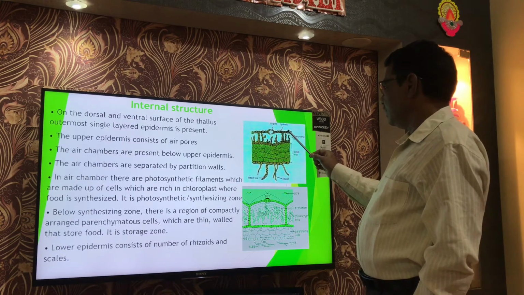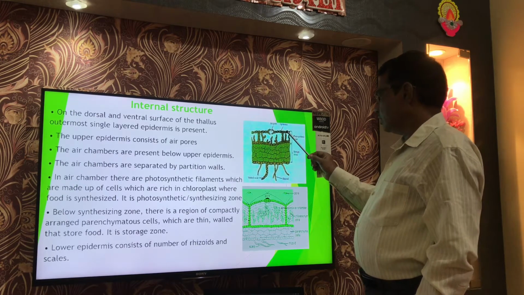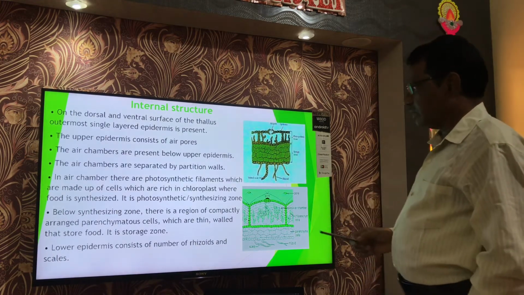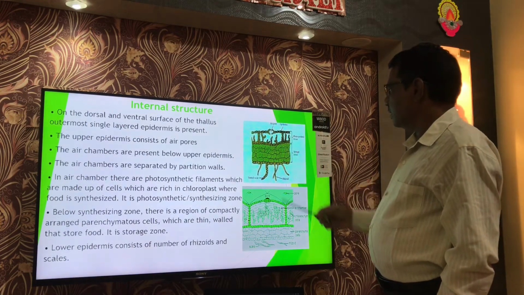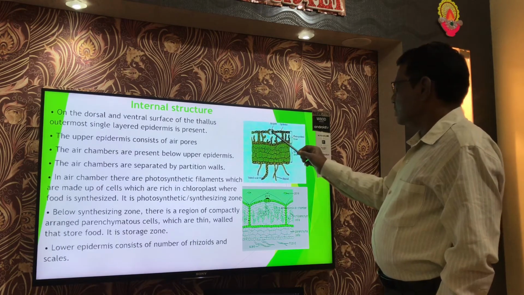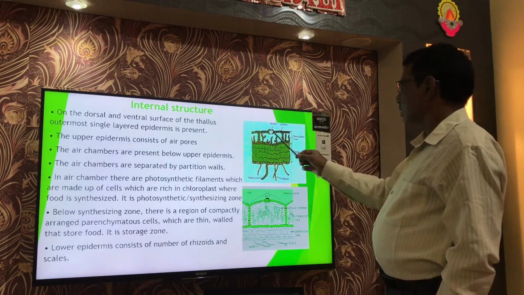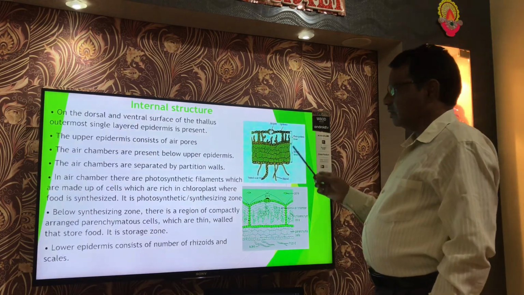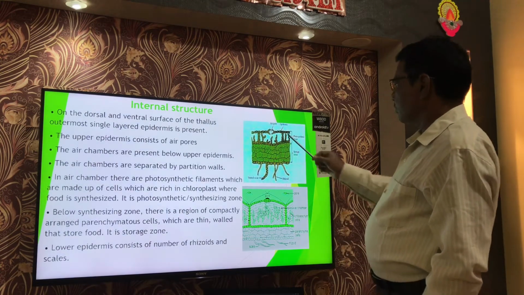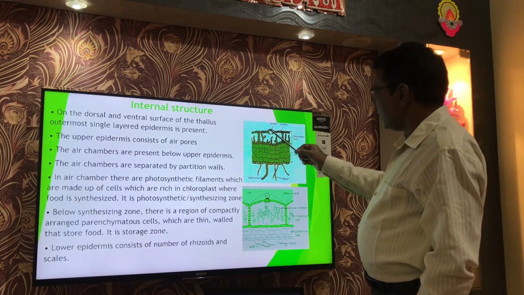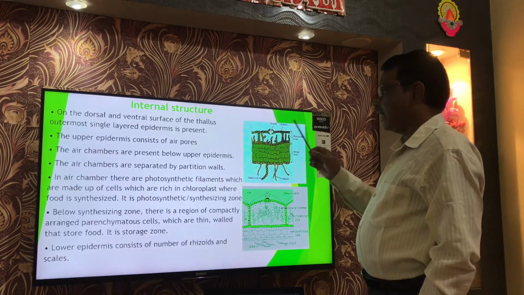Epidermis, this is the upper epidermis, this is the lower epidermis. The upper epidermis is present on the dorsal surface and the lower epidermis is present on the ventral surface. If you observe the upper epidermis, it shows the presence of air pores at regular distances. This air pore opens directly into a cavity that is called an air chamber.